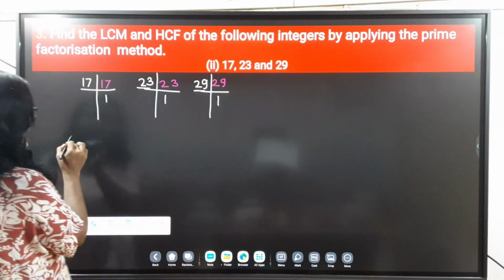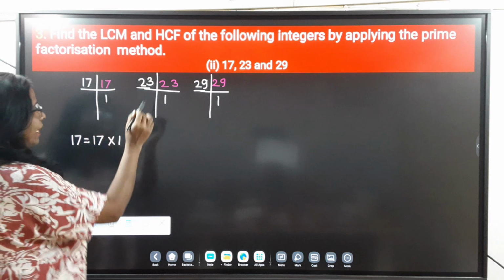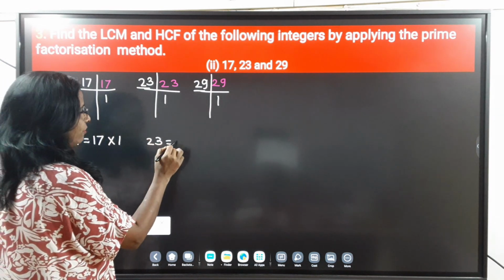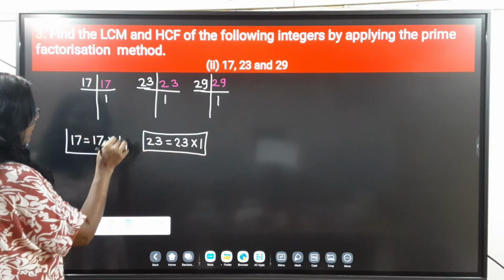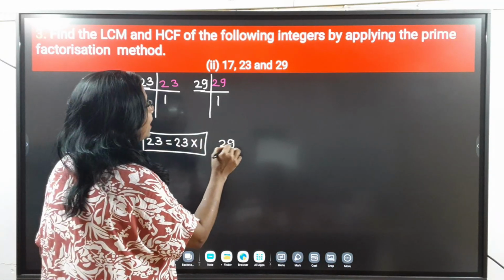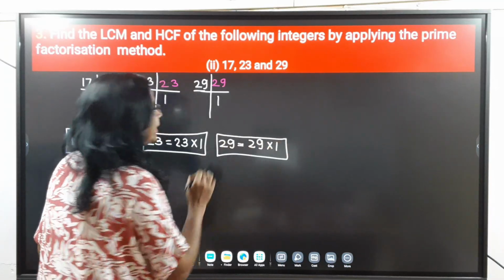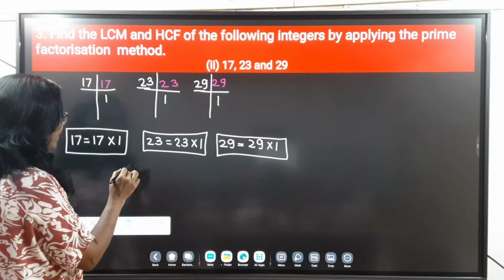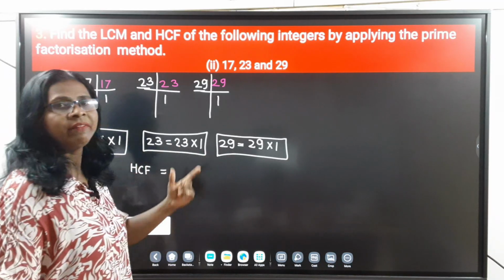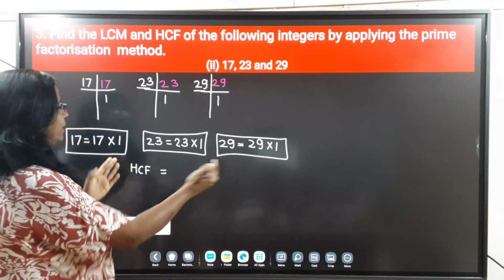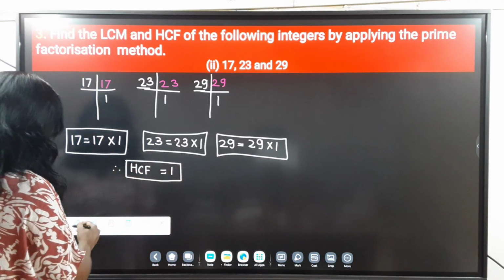So now I write down 17 is equal to 17 multiply 1. Here 23, I will write down the factor, 23 ones are 23. Okay, students, and then the last one, the next number, 29 is equal to 29 multiply 1. So now, students, finding out the HCF first. HCF means the common factor between these three numbers. The common number is 1. So HCF is equal to 1.